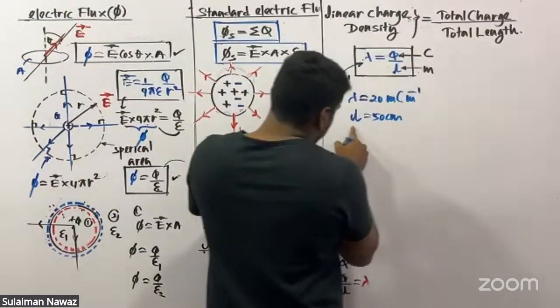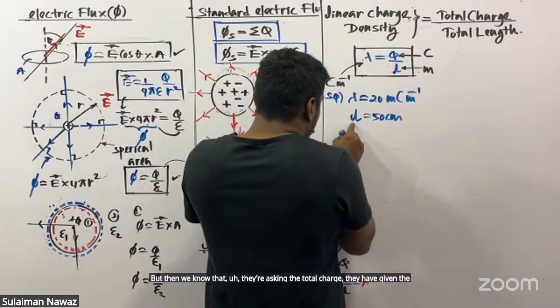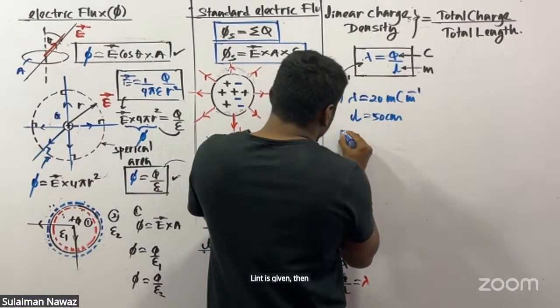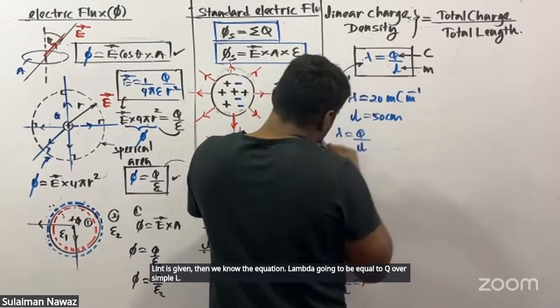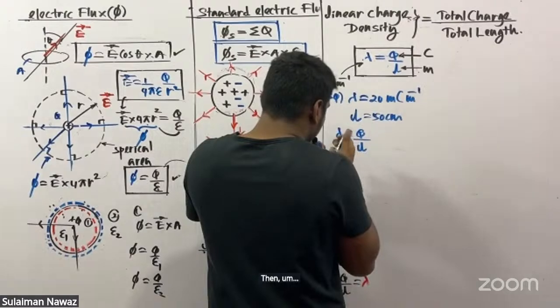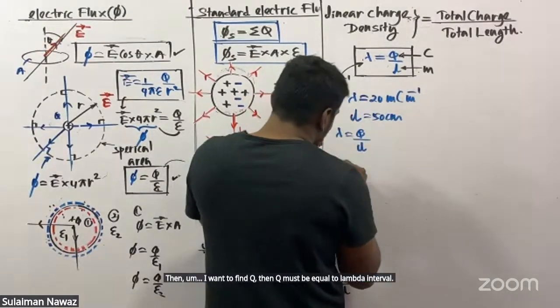We know that they are asking for the total charge. They have given the linear charge density lambda, and the length is given. Then we know the equation: lambda equals Q over L. I want to find Q, so Q must be equal to lambda into L.